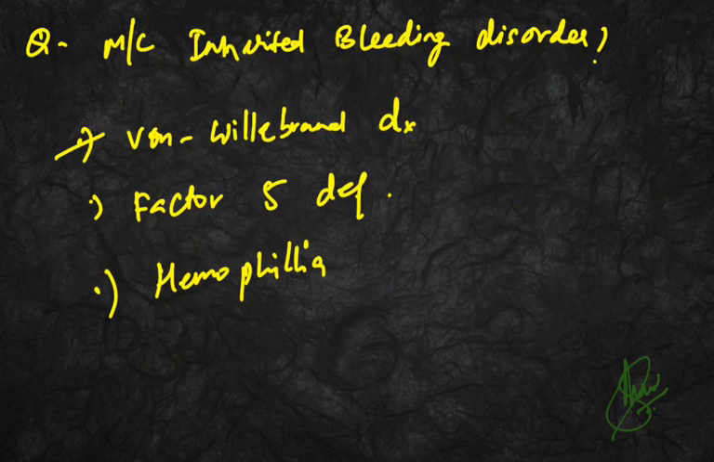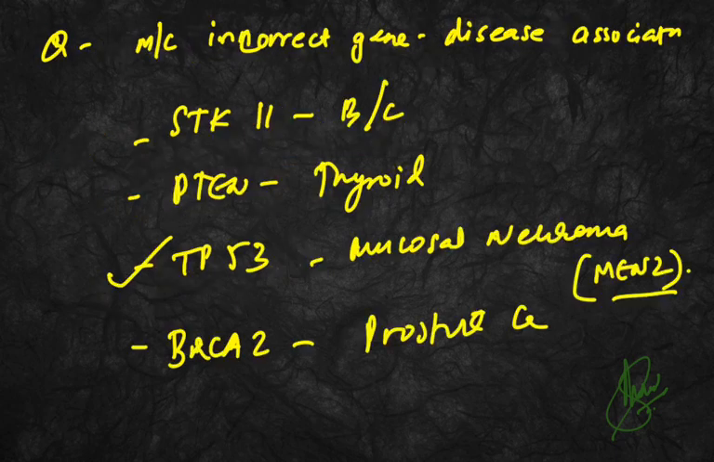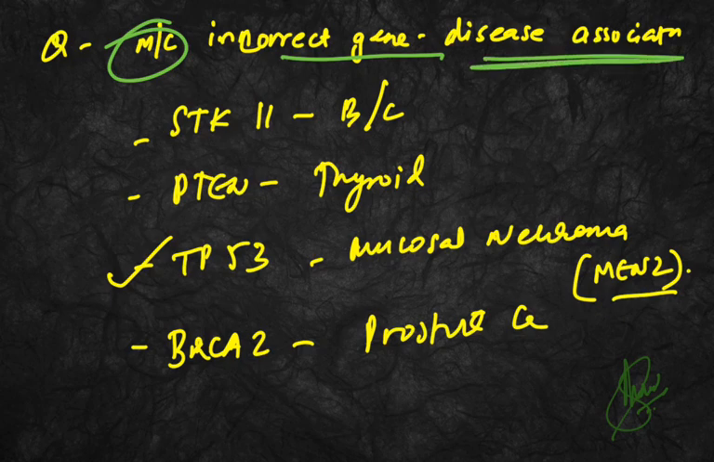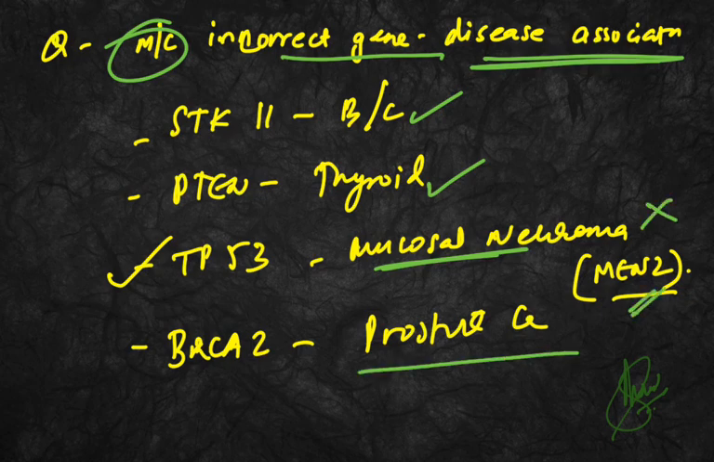Most common inherited bleeding disorder. So von Willebrand disease is the answer for this, a clear one-liner. Now, which is the incorrect gene disease association? STK11 with breast cancer, this is correct. PTEN with thyroid, correct. TP53 with mucosal neuroma, this is wrong because RET is associated with MEN2. BRCA2 is associated with prostate cancer, that is correct.